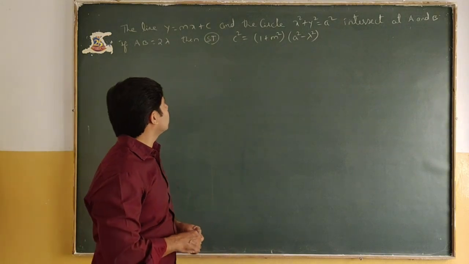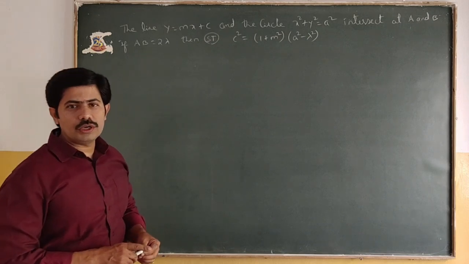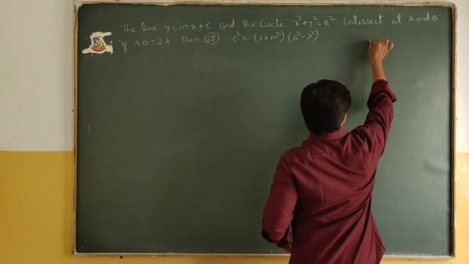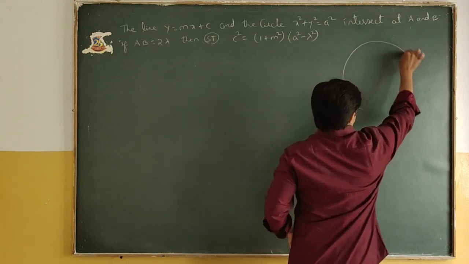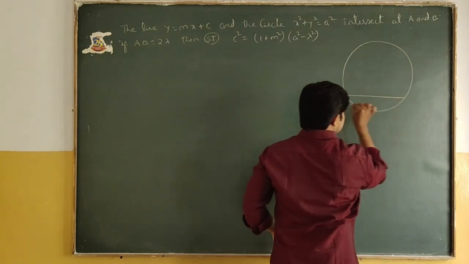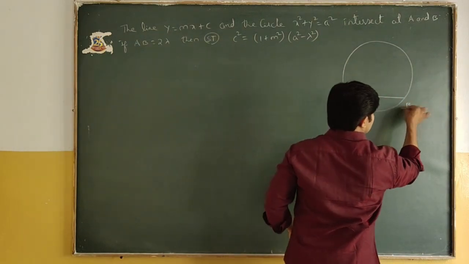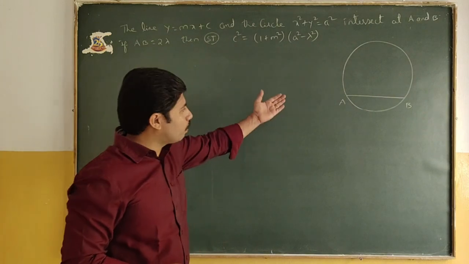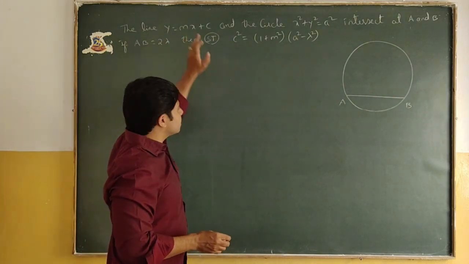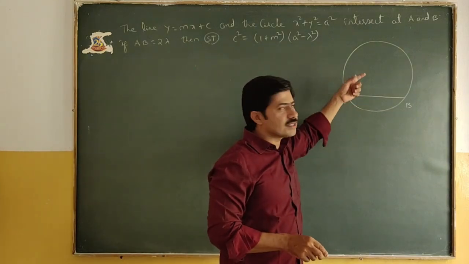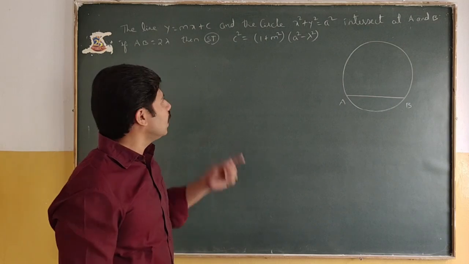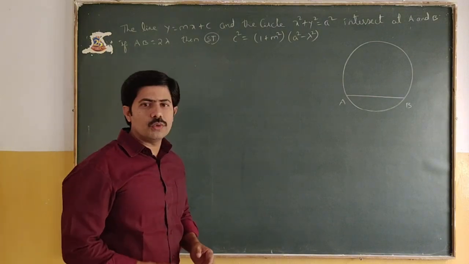Here the line y = mx + c intersects a circle. Let us draw the circle. The line intersects the circle at two points, and those two points are A and B. That means y = mx + c is nothing but a chord of the circle x² + y² = a².